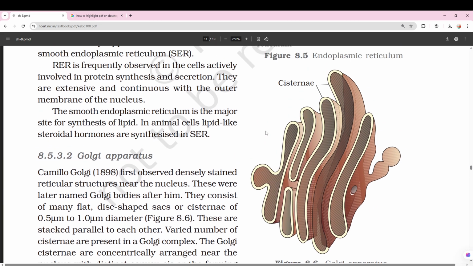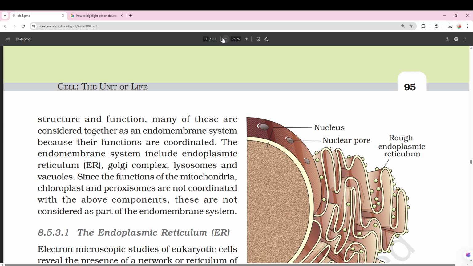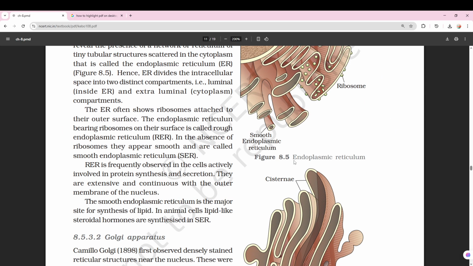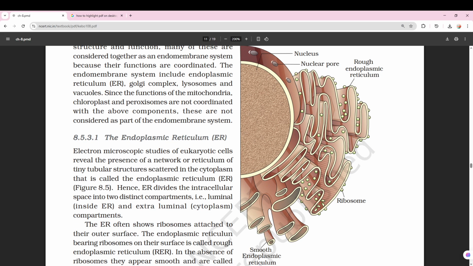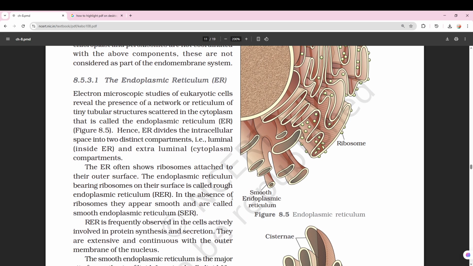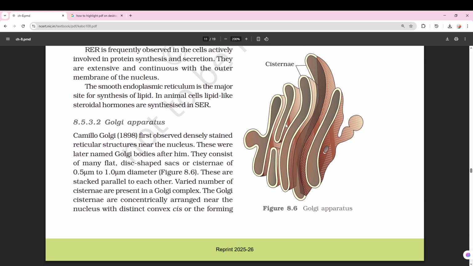Let's see the Golgi apparatus and endoplasmic reticulum first. This is the endoplasmic reticulum. This is the nucleus, and these are the nuclear pores. This is the rough endoplasmic reticulum because of the presence of ribosomes on it, which synthesize protein, and the smooth endoplasmic reticulum because there are no ribosomes on it, which synthesize lipid in animals. This is Golgi apparatus nearer to the nucleus, and these foldings are called cisternae.